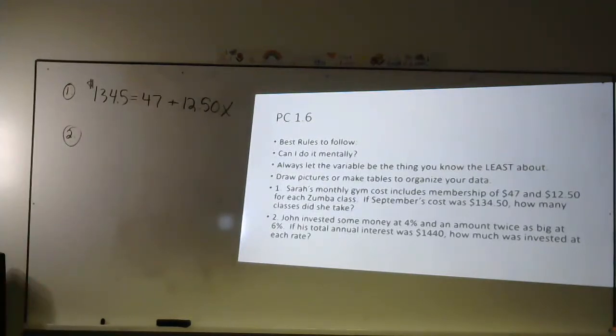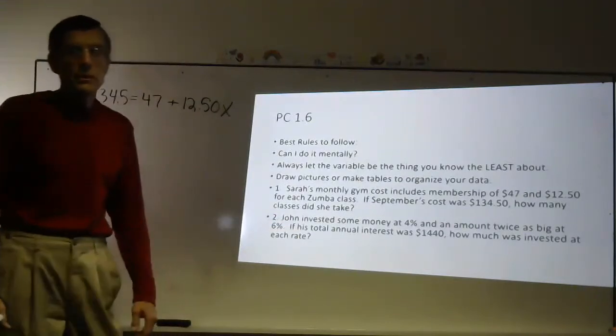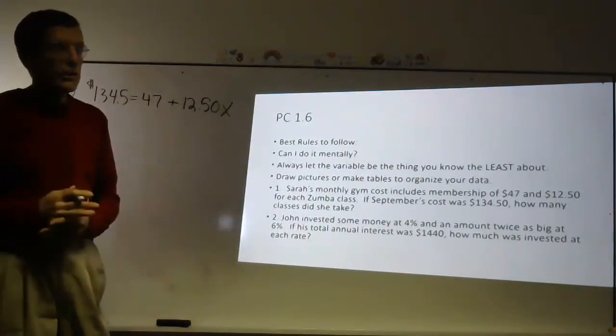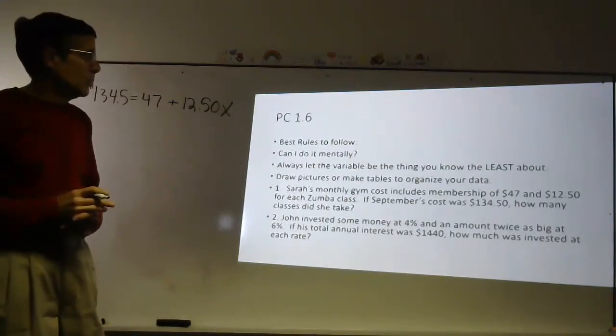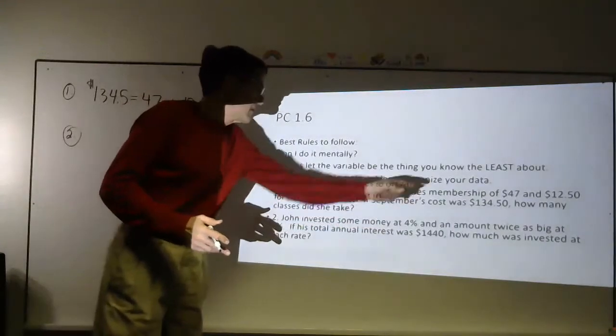Number 2. John invested some money at 4% and an amount twice as big at 6%. Total annual interest, what he earned, was $14.40. How much did he invest at each rate? Okay, we're going to have to use a variable on this. So, what do you know the least about? The amount at 4% or the amount at 6%?